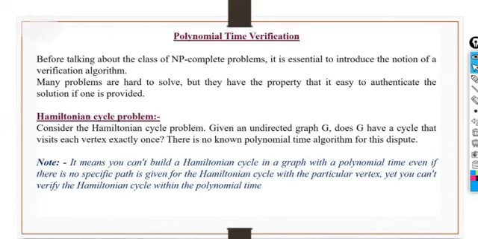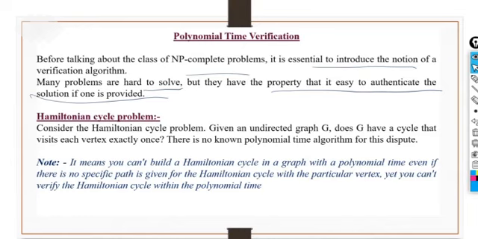What it means, I have already told you: solving NP complete problems in polynomial time. Before talking about NP complete problems, it is essential to introduce the notion of verification of algorithms. Many problems are hard to solve, we know, but they have the property that it is easy to authenticate the solution if one is provided. So we are giving the verification.